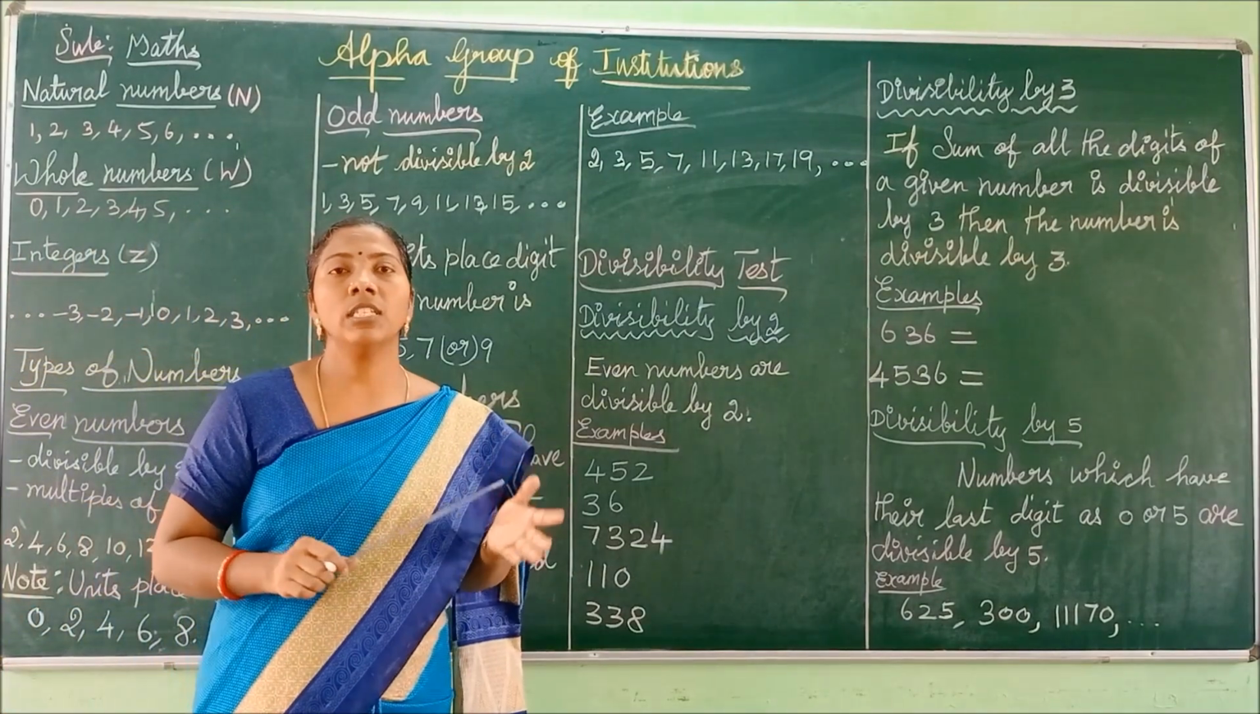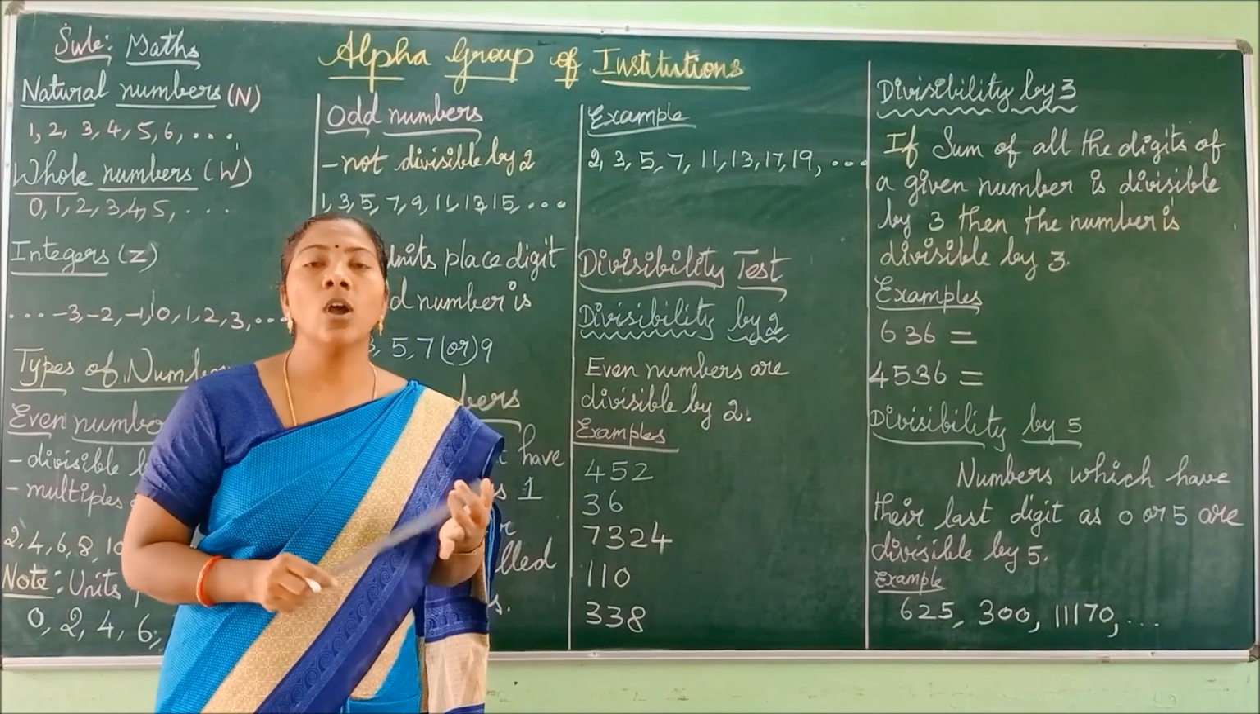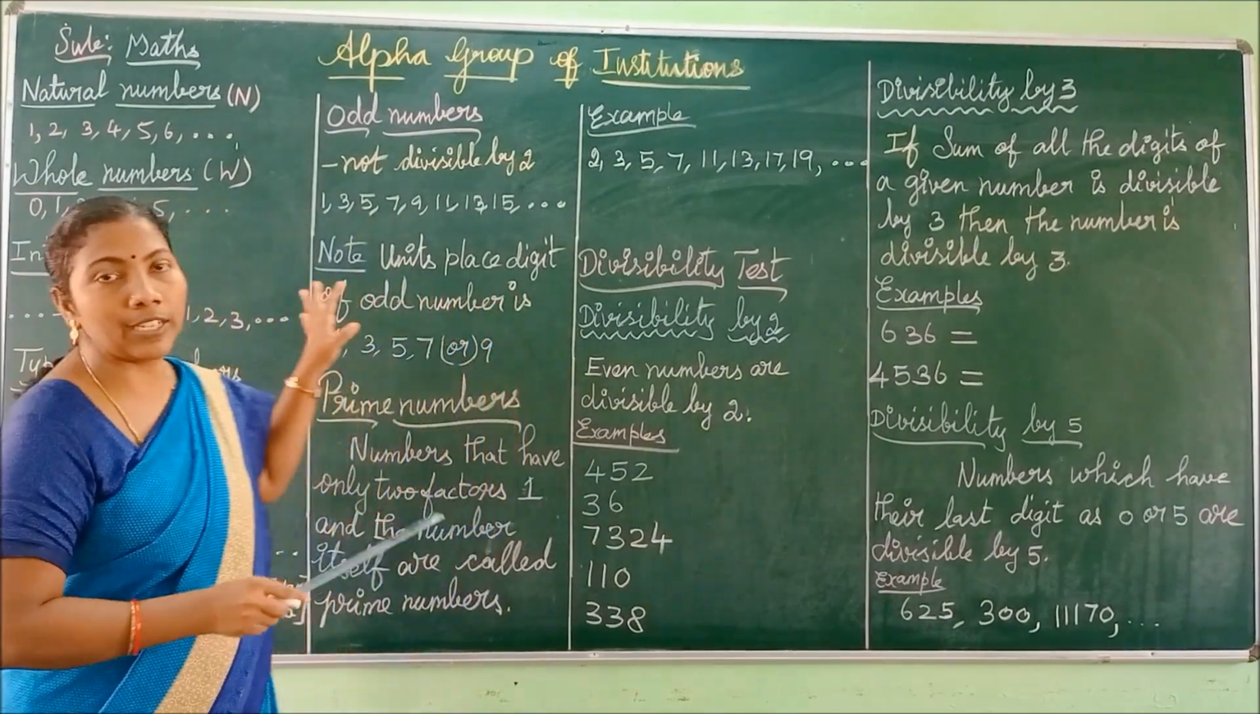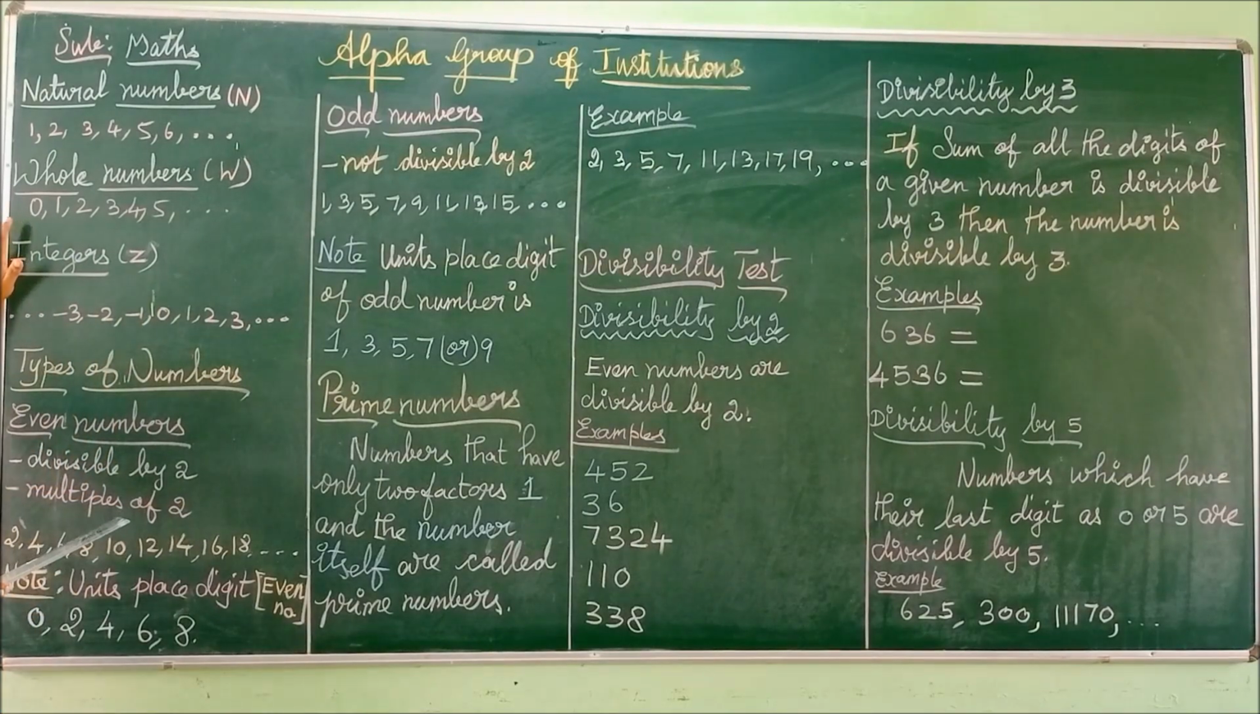whole numbers. Which is the smallest natural number? 1. Which is the smallest whole number? 0. Okay, natural numbers start with 1, whole numbers start with 0. So these are the things you have to keep in your mind. Okay, next we are going to see integers.